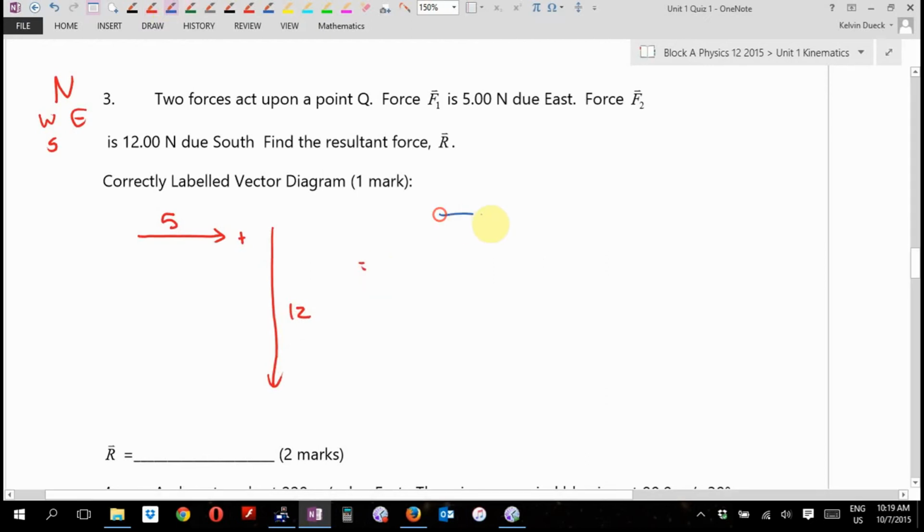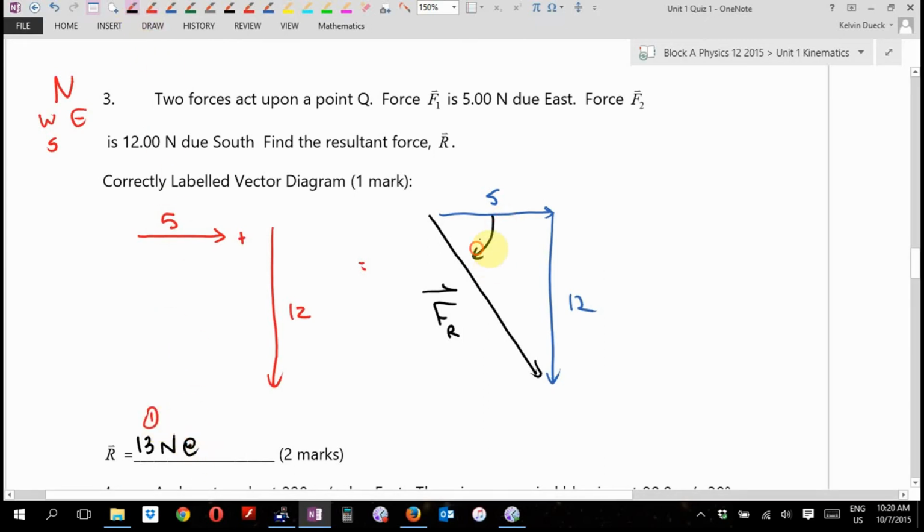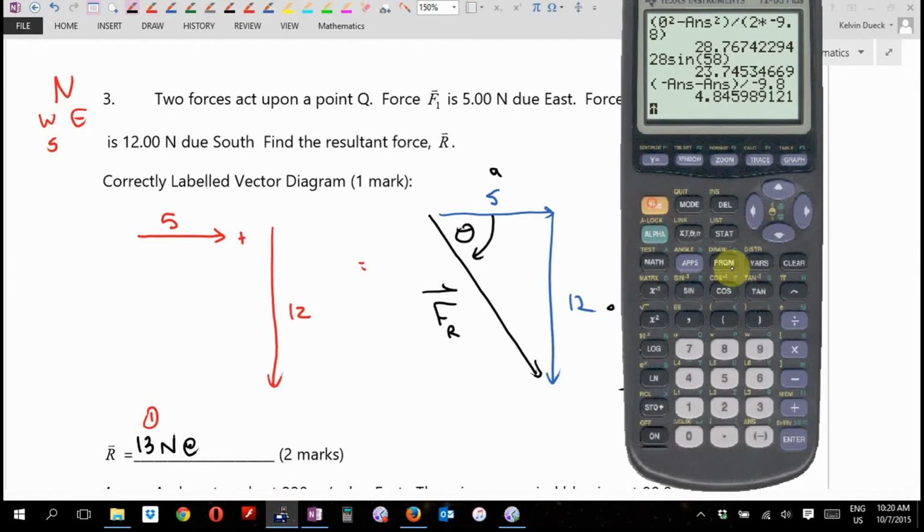You guys see how I gave you a nice triangle that worked out evenly? I gave you the 5, 12, 13 triangle. This one did work out evenly, right? There's your resultant. When you do the Pythagoras, you end up with 13 newtons, and that would get you 1 mark. And here's my angle theta, opposite, adjacent. Opposite over adjacent.